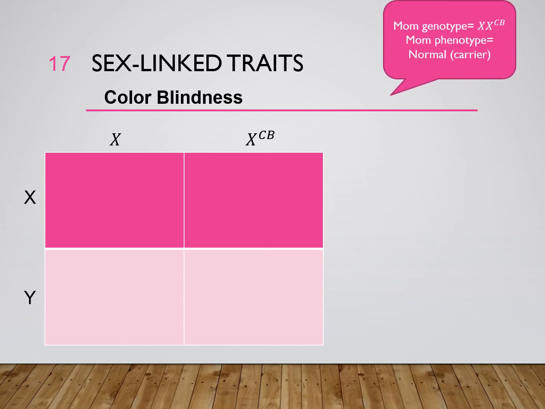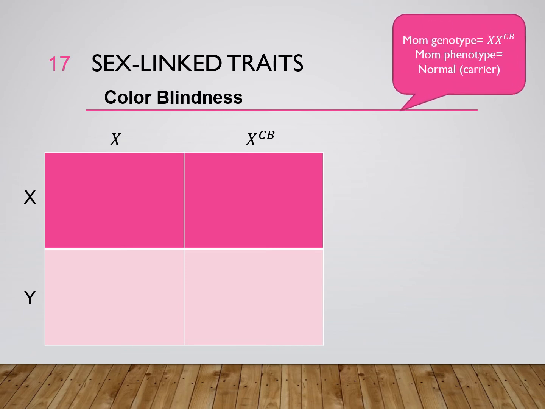Let's look at mom. Mom is across the top, and we know that because females have 2 X chromosomes. Okay, so mom's genotype is regular normal X, and then an X with the colorblind recessive trait. This means that she is a carrier, but she's going to be normal. She's going to have normal eyes, no color blindness, and this is because that regular X chromosome is masking that recessive trait.